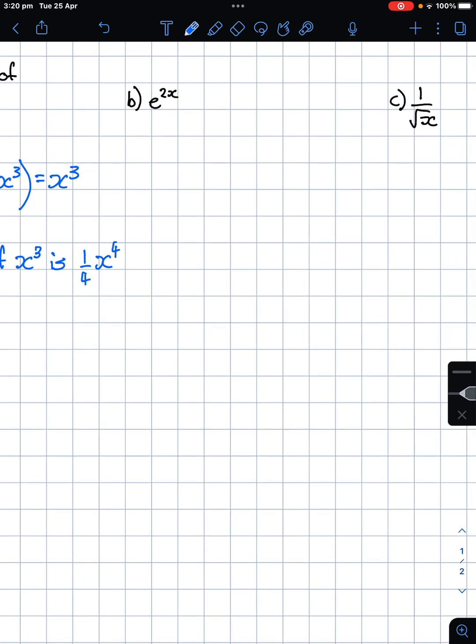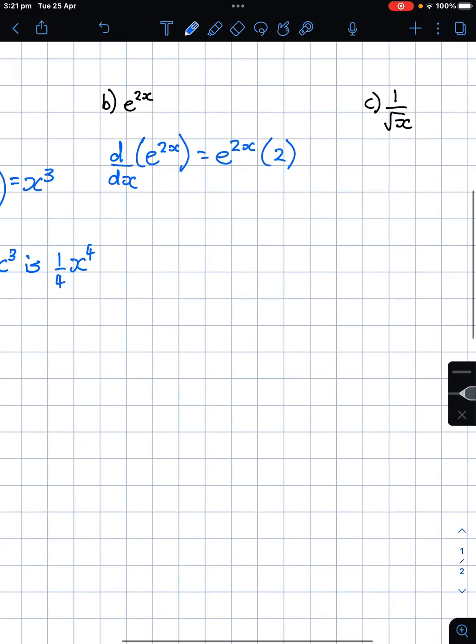We need a value that would give us e to the 2x when we take the derivative of it. We should know exponentials don't change the power. So the derivative of e to the 2x is going to equal e to the 2x times the derivative of the power, which is 2. So we haven't got the value we want. We wanted to get e to the 2x. We've got this 2 here, which is going to be a little bit annoying.